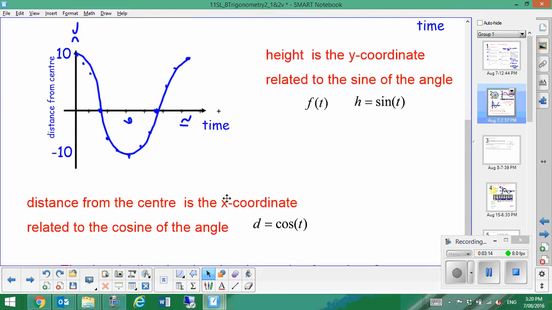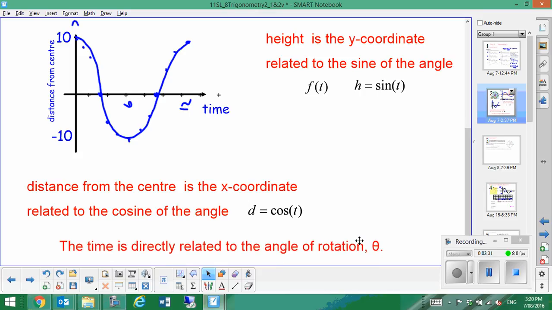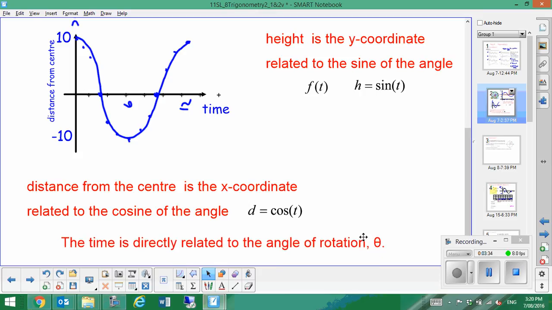And so we can see that this is related to the cosine of the angle. In this case, we could write this function as d equals cos of t, where t is time, because the angle theta is directly related to the time. At a particular time, the little carriage is at a certain angle of rotation. So we could write this as the distance from the centre is a function of the angle or a function of time. The height is a function of time or a function of the angle.